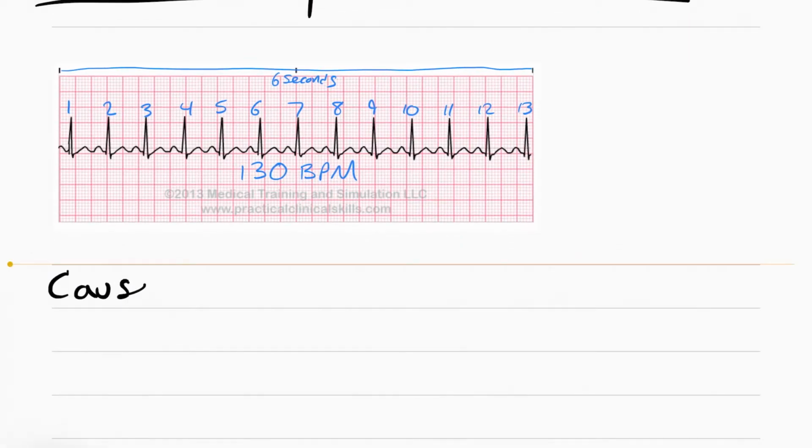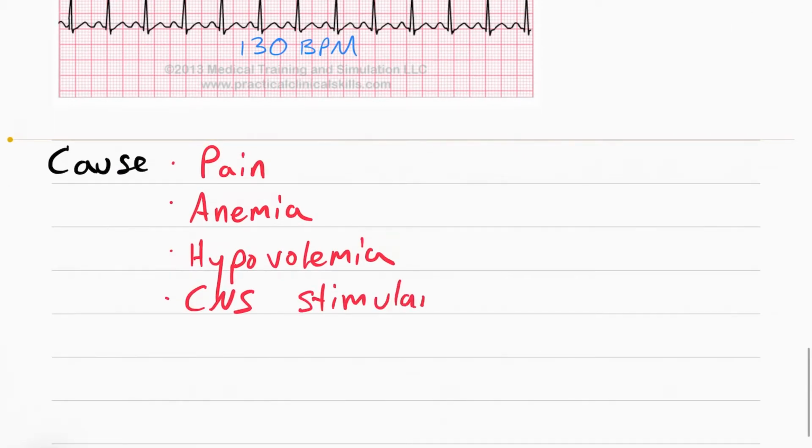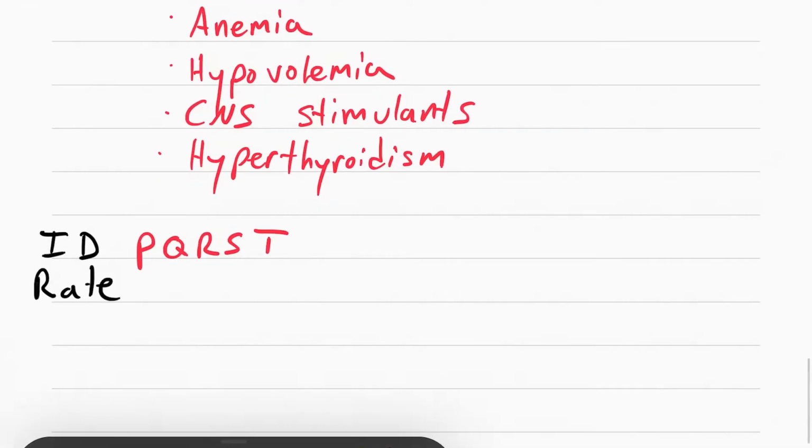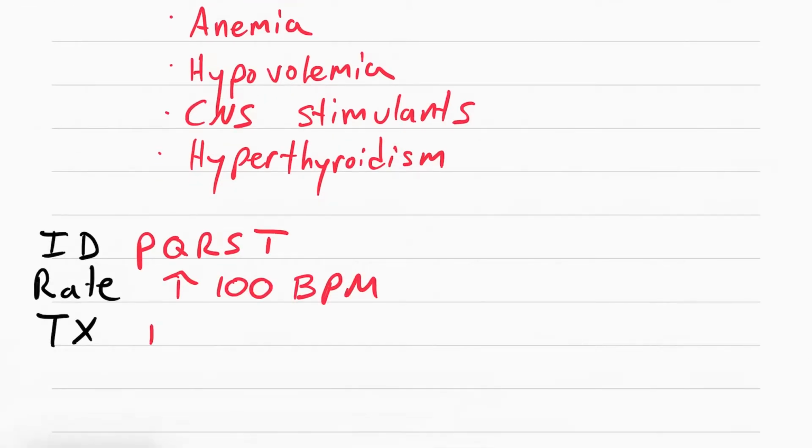Oftentimes, the cause of sinus tachycardia is going to be pain, anemia, hypovolemia, CNS stimulants, and hyperthyroidism. But there's many more causes. P, Q, R, S, T are all still there, but the rate is above 100 beats per minute. What you want to do is treat the cause. So if they have pain, then treat the pain. If they have low fluid, then give them fluids.